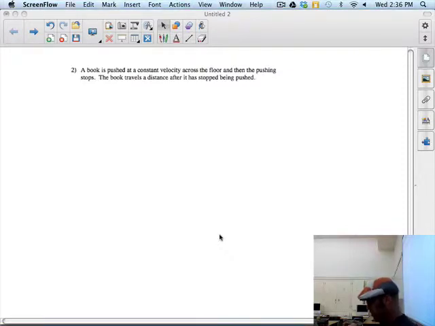A book is pushed at a constant velocity across the floor and then the pushing stops. The book travels a distance after it stops. Okay. So everybody, it will take you a couple of times reading the sentence, figuring out what's going on. The hardest thing for me with energy is to figure out the moments in time that are most useful.